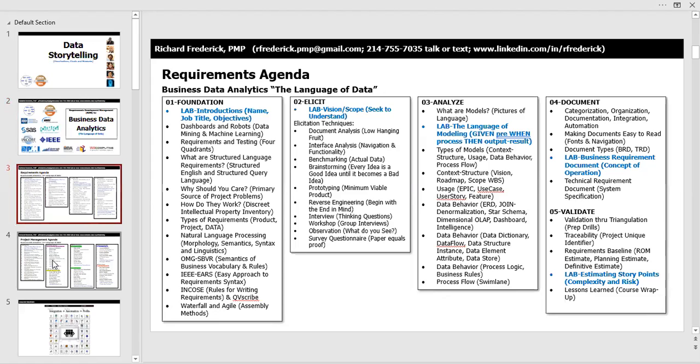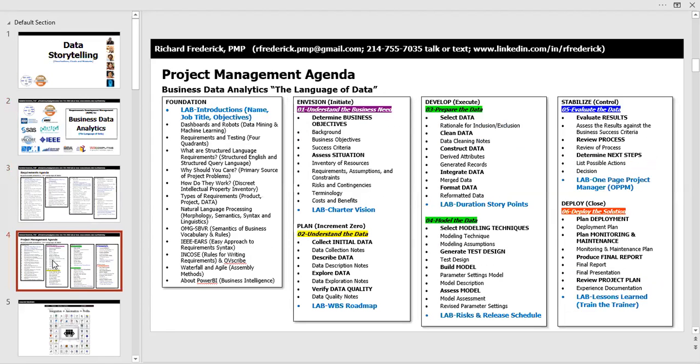In addition to a requirements class, I also put together a project management course that is specific to data. And it's hybrid, so it doesn't matter whether your organization is agile or waterfall or both. Everything that's in both of these classes fits in either of those methodologies. This particular one, you can see it's color coded. Those colors are associated with roles that we'll talk about here in a moment. But it's a traditional project management course.